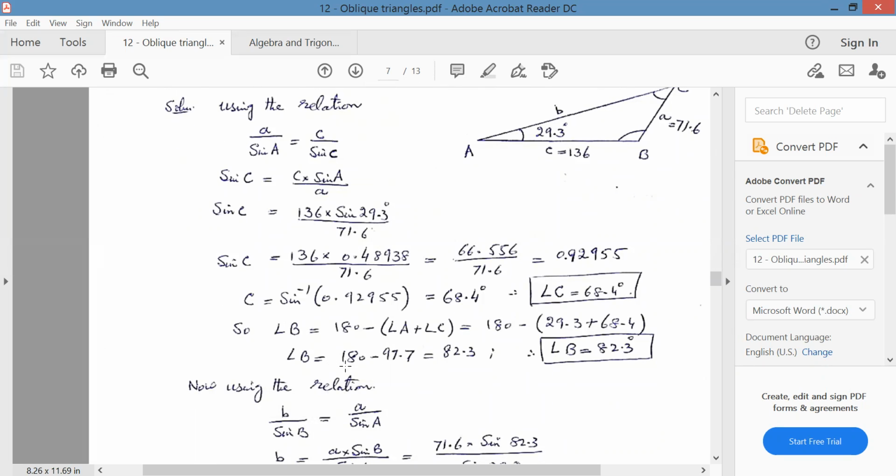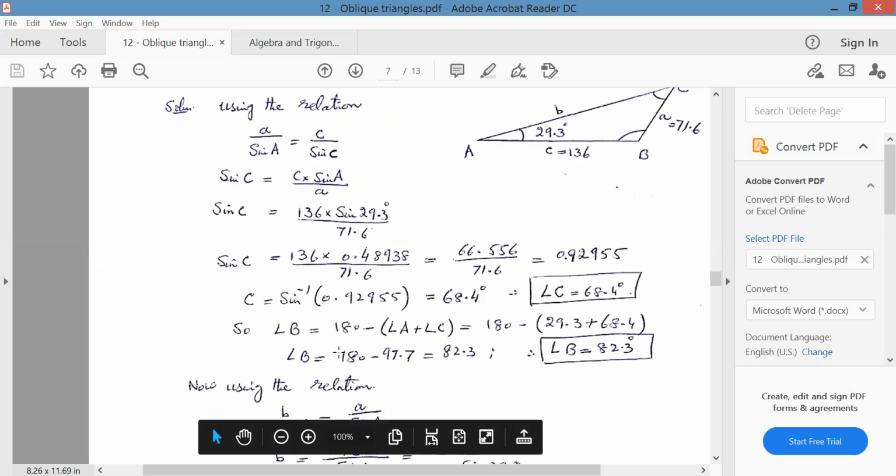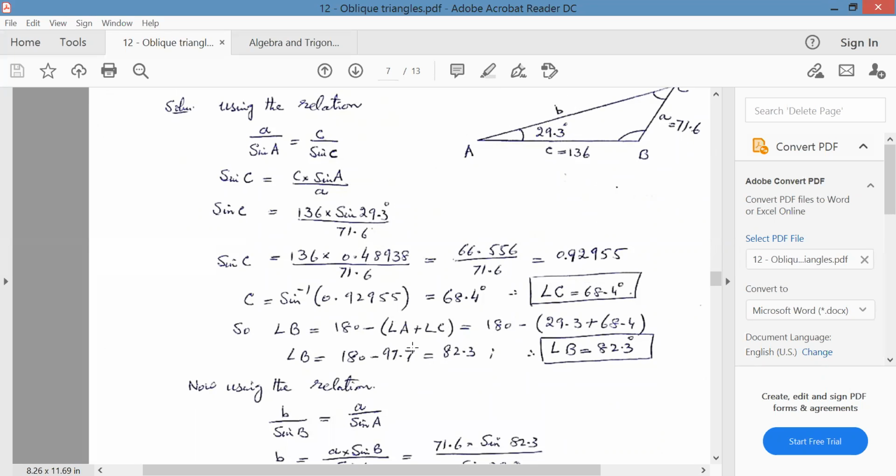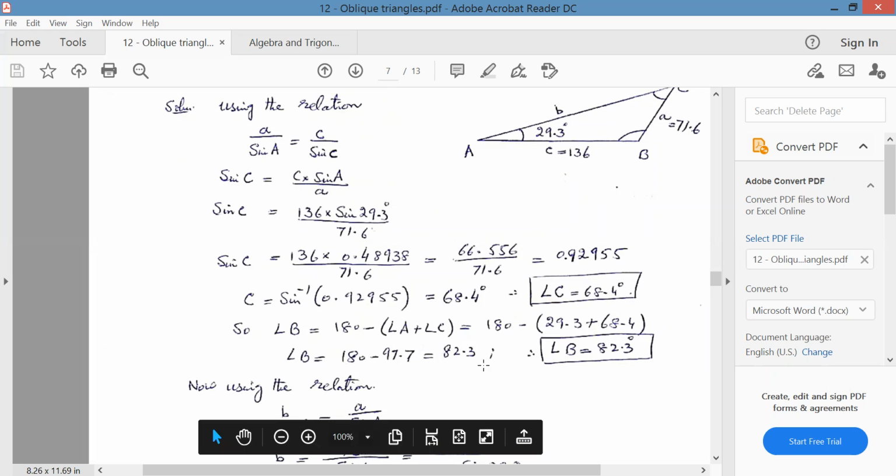Angle B, I told you. Once two of the angles are known, A is given and C you have calculated. You sum up these two angles and subtract the sum from 180 degree. You will get the value of angle B. देखिए यहाँ पे किया मैंने. 180 माइनस ब्रैकेट में लिखिएगा एंगल ए प्लस एंगल सी ऐड कर रहे हैं. Angle A is 29.3, angle C is 68.4. You have just calculated, add them. After the addition, you are getting 97.7 and subtract this result from 180. You will be getting the answer as 82.3. This is the value of angle B.